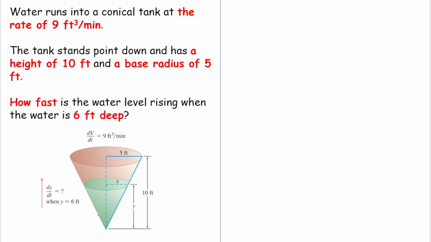So here is the diagram, and the green part here is the water. Because the tank is in a conical shape, the water here also has the shape of a cone, right? So let's start with that. We need to find the volume of the water. Remember that the water has the shape of a cone, so we need to write the formula for the volume of a cone. The volume of a cone is 1/3 of pi multiplied by the radius squared multiplied by the height.